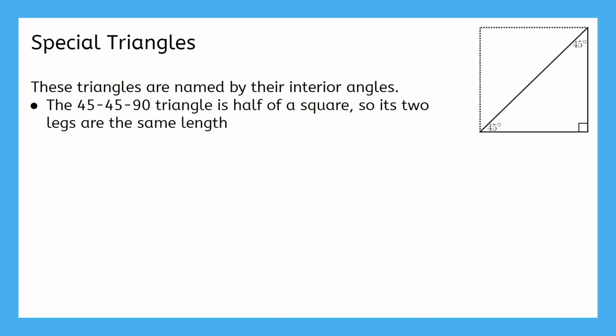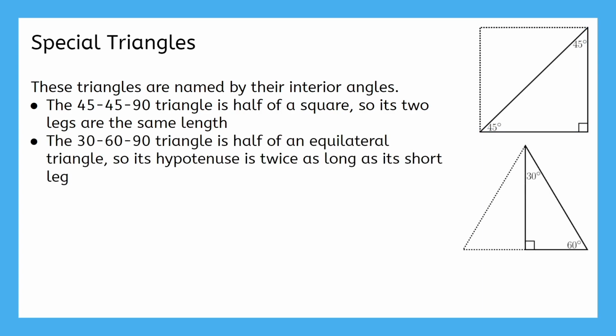Here's a picture of the 45-45-90 triangle. It's actually half of a square, so its two legs are the same length. Here is a picture of the 30-60-90 triangle. It's actually half of an equilateral triangle, so its hypotenuse is twice as long as its short leg.